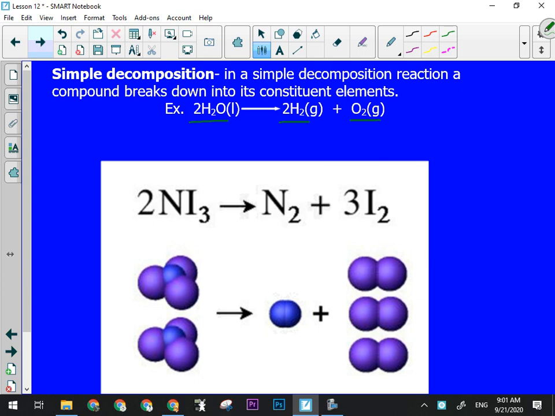All right, so in this reaction, we're breaking water down. So we're taking two water molecules. So if I have two water molecules, how many hydrogen atoms do I have?